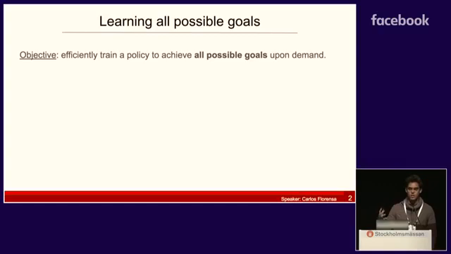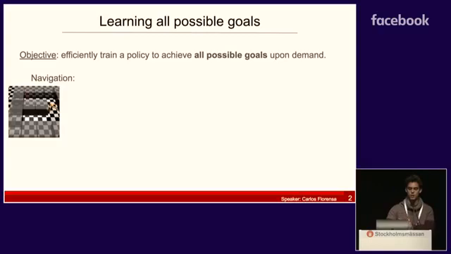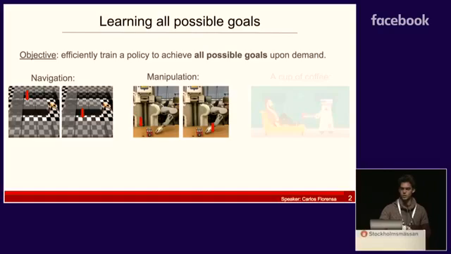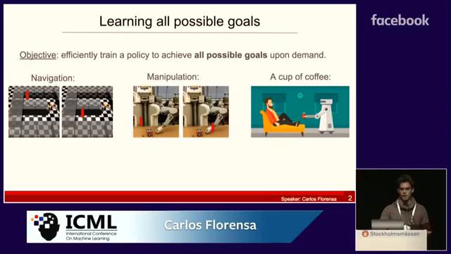To have a high-level idea, in navigation, we may want to ask our agent here in this maze to go to one end of the maze or to another end of the maze. In manipulation, we may ask the robot to place an object in a certain configuration or in another certain configuration. Or in general, we can understand goals as reaching any desired end state, for example, having a cup of coffee.